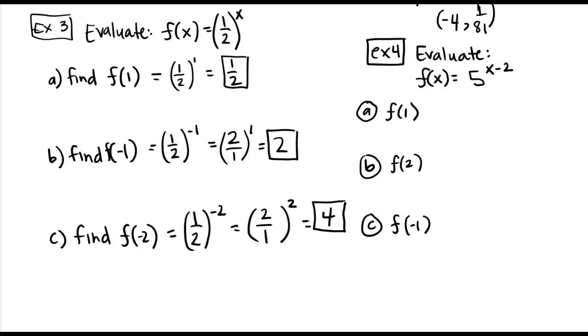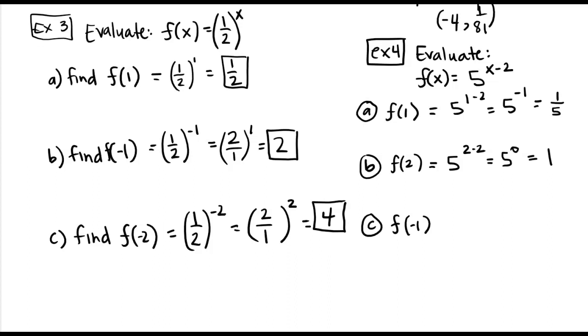Right? So again, if I put 1 in place of my x, that means I'm going to have 5 to the 1 minus 2 power, which is 5 to the -1 power. Right? And so that's telling me just to flip it. So that's going to give me 1/5 for my answer there. All right. Now let's put 2 in. So when we do this one, we've got 5 to the 2 minus 2 power, right, which is just 5 to the 0 power, and anything raised to the 0 power is just 1.